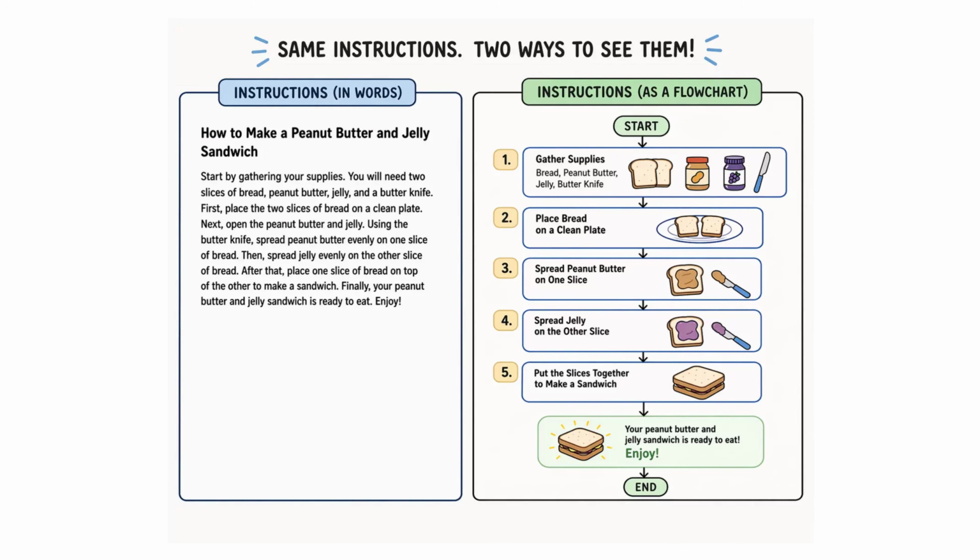Sometimes written instructions are harder to scan because they are packed into sentences. A flowchart can show the same idea more clearly at a glance. Your eyes can instantly spot sequence, decisions, and branches. That is why visual planning is so useful.